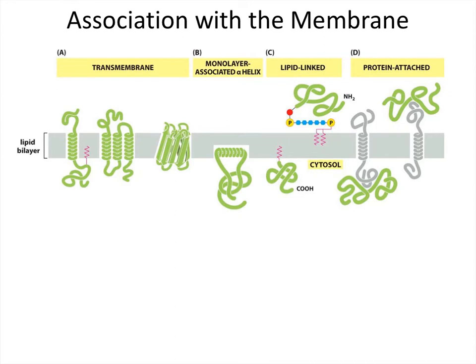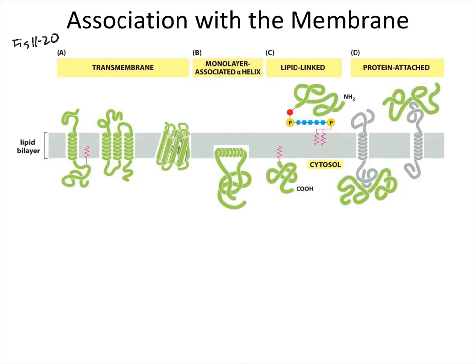Our last topic for this video is to talk about association of membrane proteins with said membrane. Basically there are several different ways that proteins can associate with a membrane or be localized, so we're going to talk through those. There are 4 different ways shown here, and you can see them all split out. They can be transmembrane, associated with a monolayer, lipid-linked, or protein attached. This is figure 11.20 in your textbook.